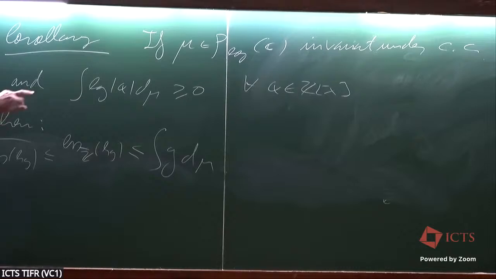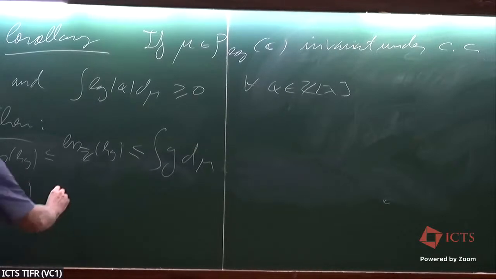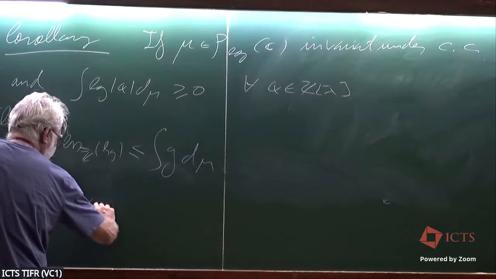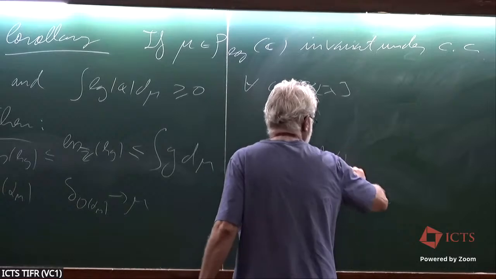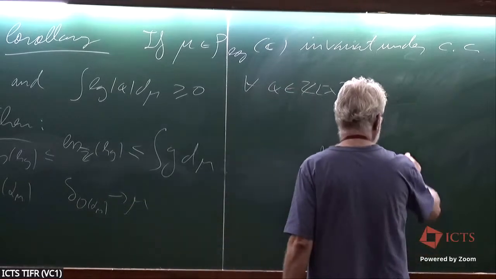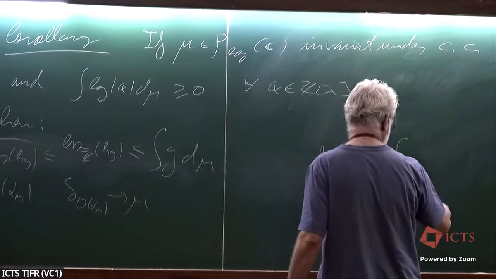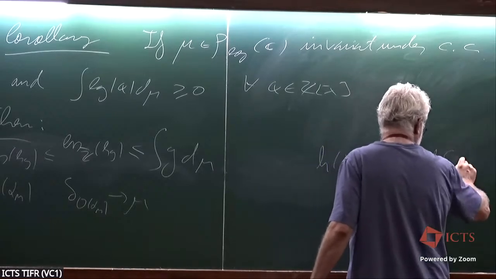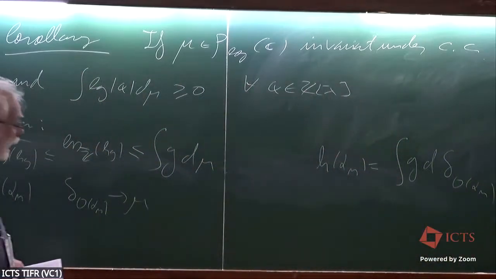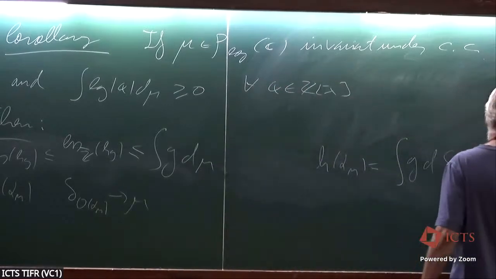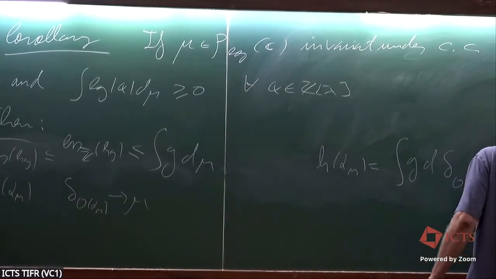because if I have this condition, then this theorem tells me that I have a sequence of algebraic integers. So there exists a sequence of algebraic integers such that the counting measure delta of the orbit of alpha n converges to mu. Now the height of alpha n is equal to, as we have done before, the integral of G d delta of the orbit of alpha n. Again, I am using that alpha n is an algebraic integer. And we know that this converges to the integral of G d mu.